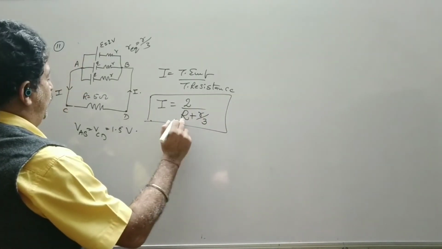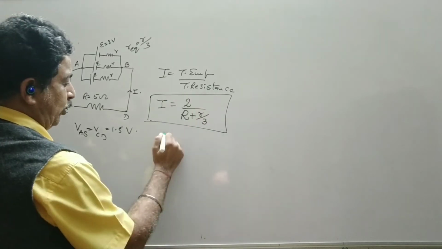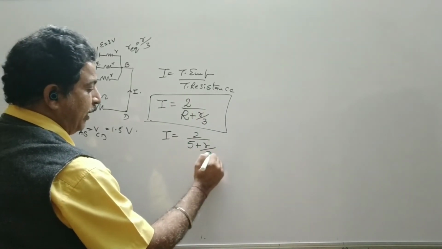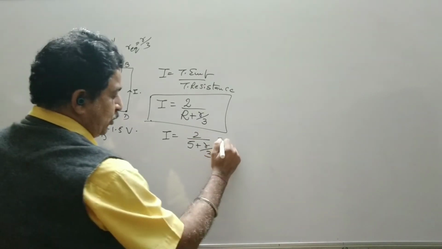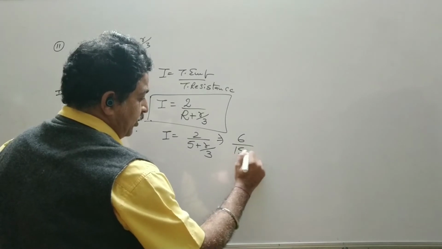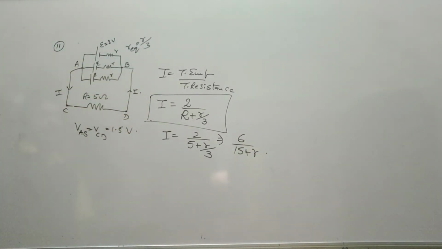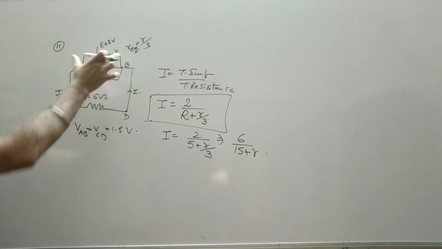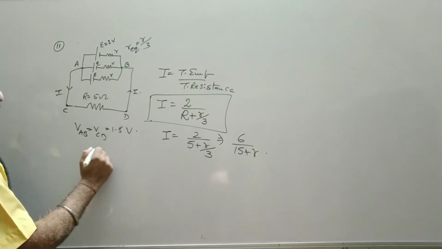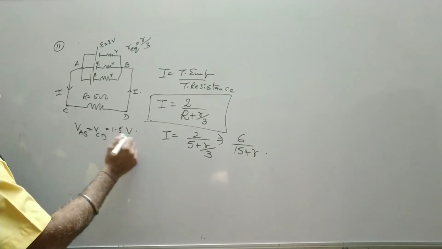So the value of R is also given. We have to find out the value of small r. So 2 upon 5 plus r by 3, you can calculate this value here. So it becomes 6 upon 15 plus r. Now terminal voltage across AB is equal to the terminal voltage across CD. So we apply Ohm's law. Now VCD is equal to 1.5.